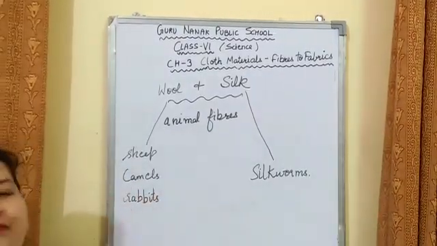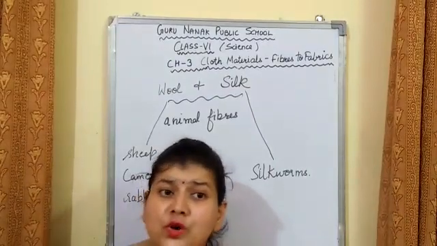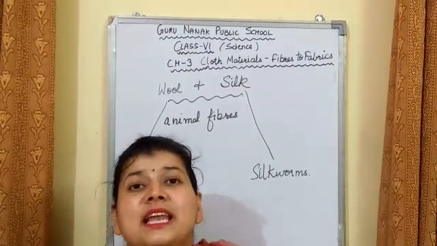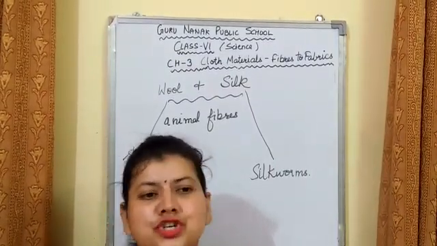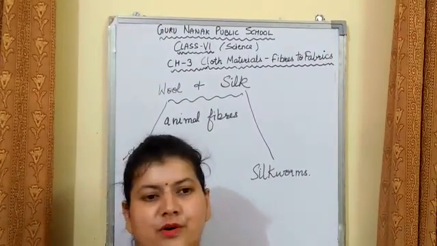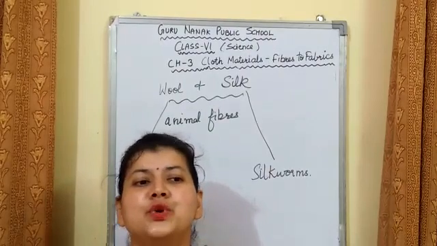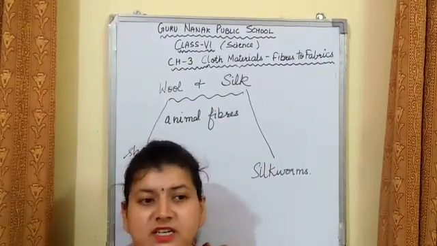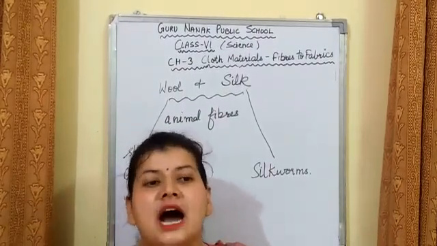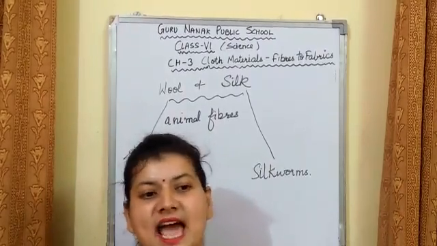Wool is a natural fiber. It is mainly obtained from sheep. It is warm to wear and is a good absorbent of heat. Wool is used in making sweaters, mufflers, shawls, scarves, gloves, blankets, etc.